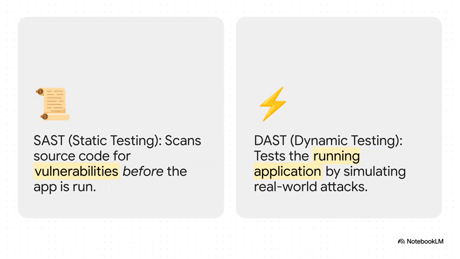We can also bring in some automated help here. Static testing, or SAST, is kind of like a superpowered spell checker for your code. It reads the raw source code, the blueprint, and flags potential security issues before the app is even up and running. Dynamic testing, or DAST, is totally different. It attacks the application while it's live, throwing simulated attacks at it to see how it reacts in the real world. You absolutely need both to get the full picture.